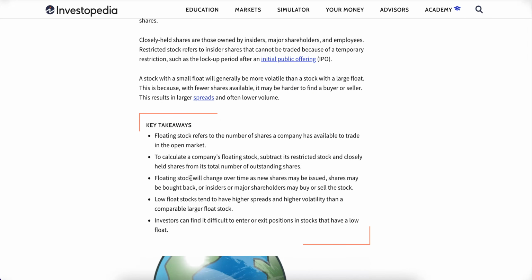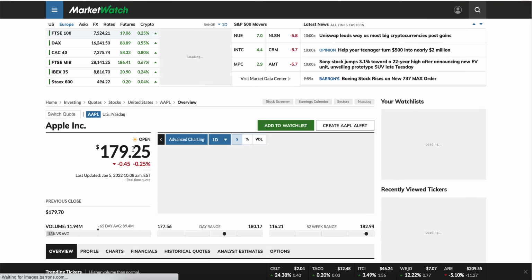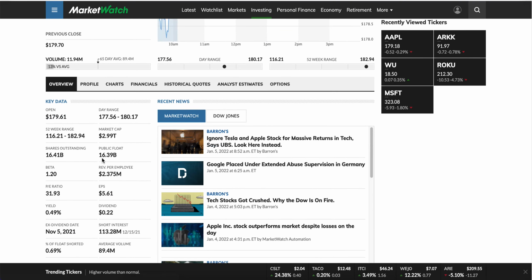And you can see it here also in the key takeaways that Investopedia mentions, that the floating stock refers to the number of shares a company has available to trade in the open market. And low float stocks tend to have higher spreads and higher volatility than a comparable larger float stock, what we discussed earlier. And also investors can find it difficult to enter or exit positions in stocks that have a low float. Again, because there's fewer shares being traded actively, it may be tougher to find shares at your price levels, for example.